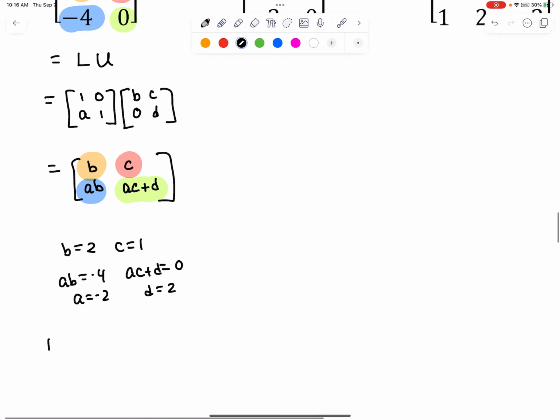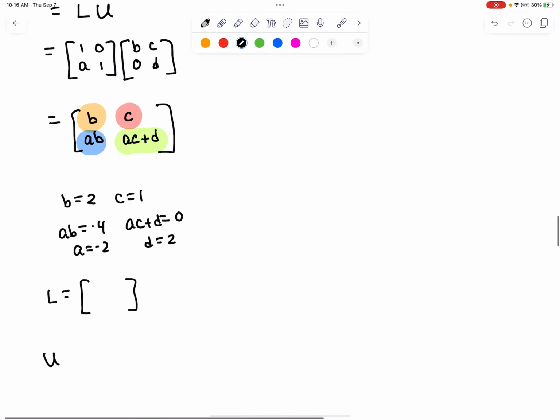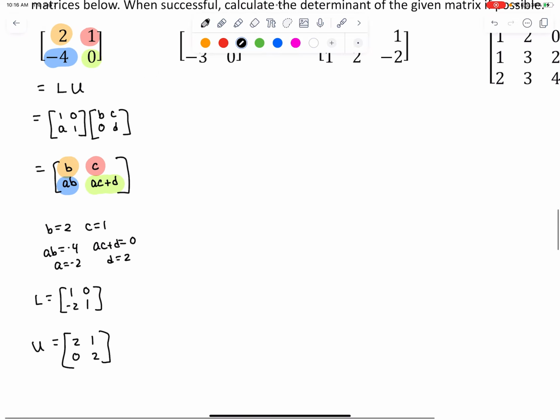So let's go ahead and summarize what these two matrices actually are. L and U. L has 1s on the main diagonal, and A was in the 2, 1 position, and A has to be negative 2. And then a 0 up there. U is upper triangular, so the 2, 1 position is 0. And the main diagonal is B and D. B was 2, D was 2. And then the C position, which is the 1, 2 position, was 1. Now, I leave it to you to verify that when you multiply these two matrices together, you do, in fact, get the original matrix that we started with.